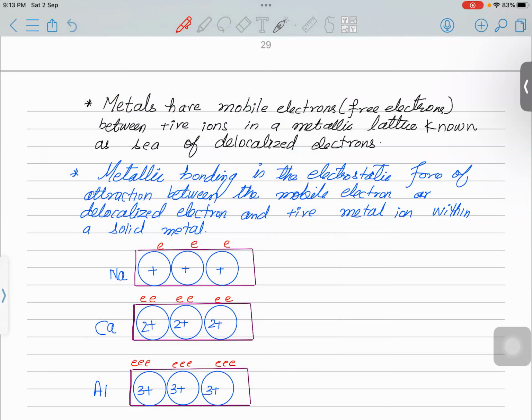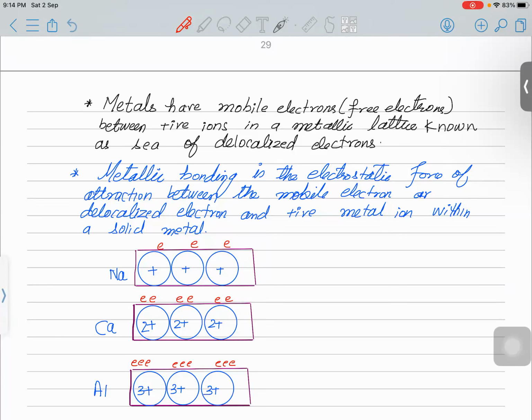Now, can you tell me which species has stronger metallic bonding? Sir, aluminium. Yes, aluminium has strong metallic bonding. Can you tell me why? Because it has more delocalized electrons and more positive ions, so the electrostatic force of attraction would be much greater, as more electrons are attracted with more positive ions.